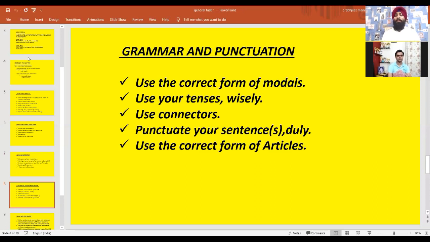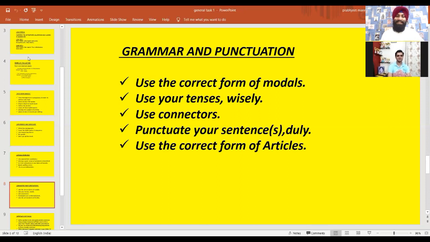Yes, again, connectors are also part of your grammar. It applies for both the things, for your lexical resource and for your grammar as well. Then you must punctuate all the sentences duly. And yes, one secret tip over here: try to have at least 2 exclamatory sentences with the exclamation mark in the end. This is going to help you develop the informal tone, right?